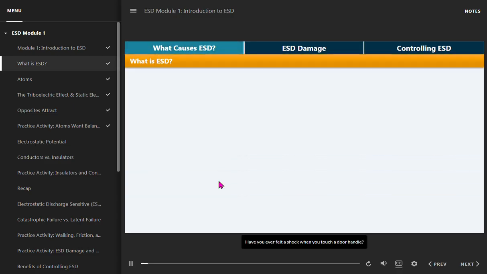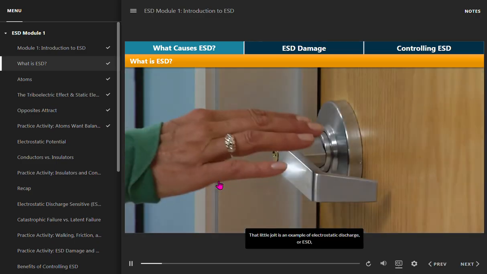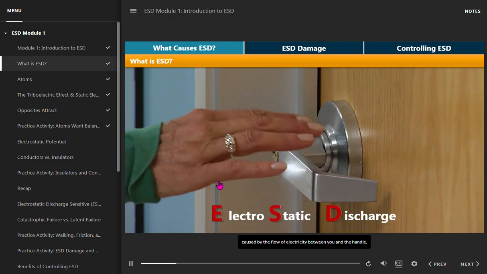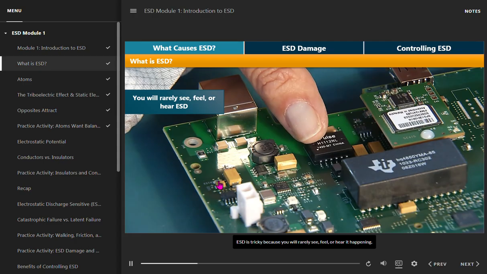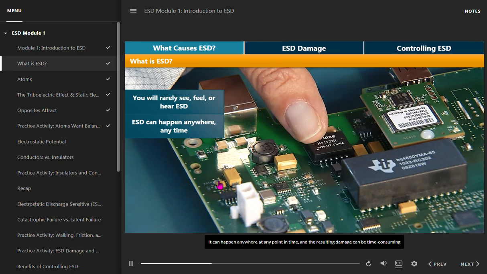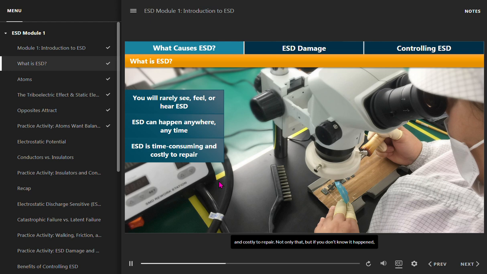Have you ever felt a shock when you touch a door handle? That little jolt is an example of electrostatic discharge, or ESD, caused by the flow of electricity between you and the handle. ESD is tricky because you rarely see, feel, or hear it happening. It can happen anywhere at any point in time, and the resulting damage can be time-consuming and costly to repair.